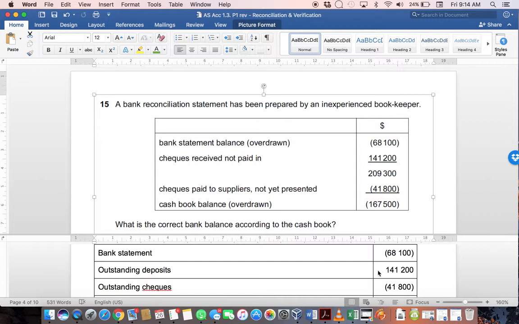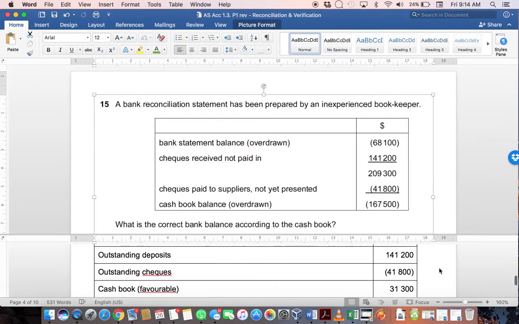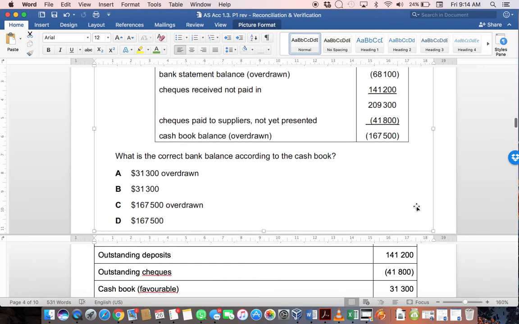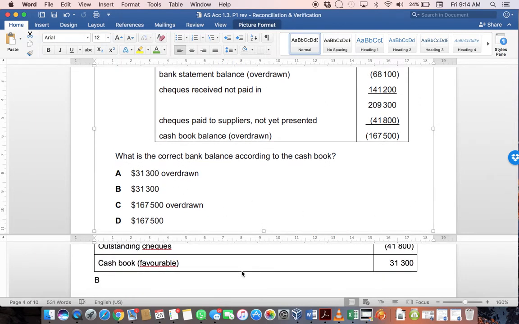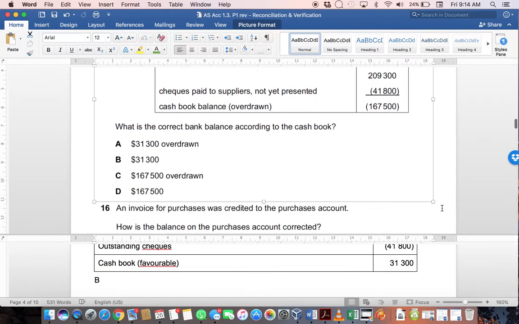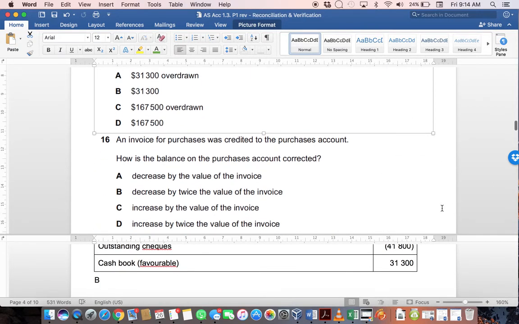If you simply start with the overdrawn balance, add your outstanding deposits, subtract your outstanding checks, you will get a favorable bank balance of 31,300. Let's go and have a look if that's an answer for us. And yes, it is. There it is as number B. So that is going to be our option that we choose.